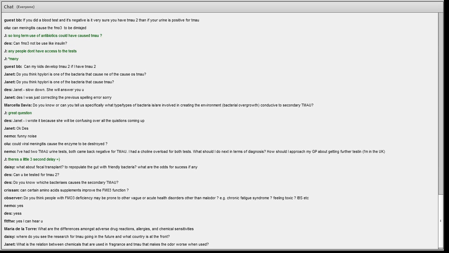So if someone has an imbalance, then eating a balanced diet or probiotics might help them. I'm not saying this as a clinician. This is just an opinion. I'm not saying it will. But a balanced diet is always the best way to go.